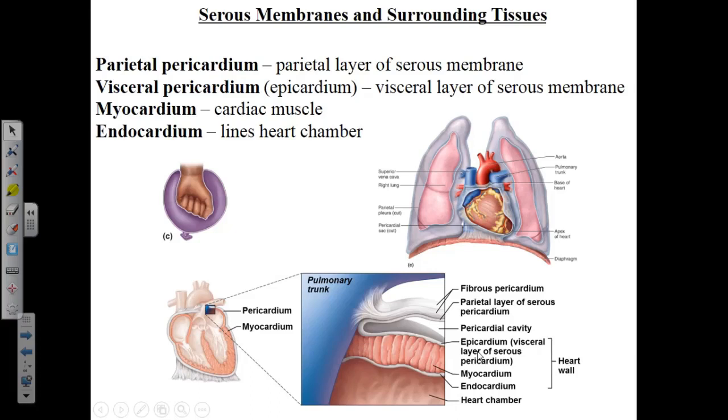And so when you do the heart dissection, you're going to be seeing the parietal and the visceral pericardium. The visceral pericardium is going to be tightly associated with the heart, so the epicardium there. So keep that in mind. Most of the tissue that's making up the heart is going to be cardiomyocytes, okay? Cardiac muscle tissue.